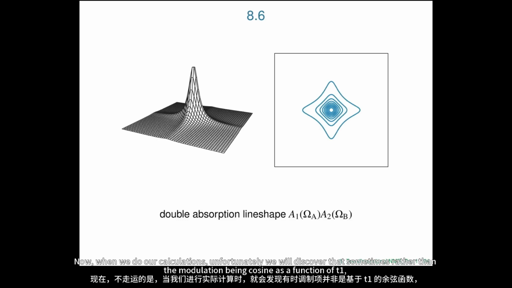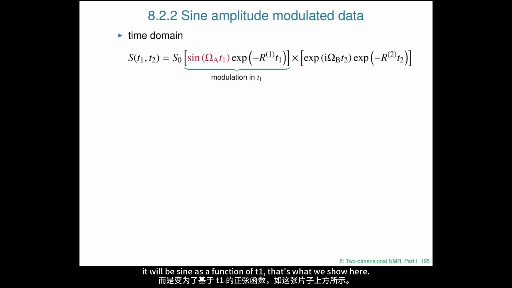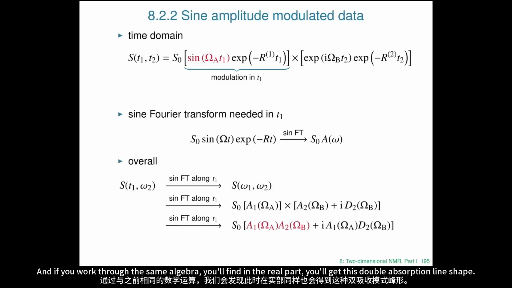Now when we do our calculations, unfortunately we will discover that sometimes, rather than the modulation being cosine as a function of T1, it will be sine as a function of T1, and that's what we show here. And in order to deal with this, you need to use a sine Fourier transform. Again, it's just another variant of the Fourier transform, and that will give you the absorption mode signal. And if you work through the same algebra, you'll find in the real part, you'll get this double absorption line shape.